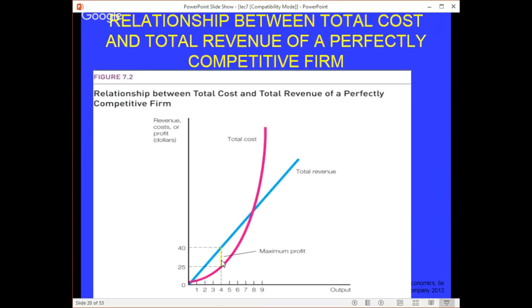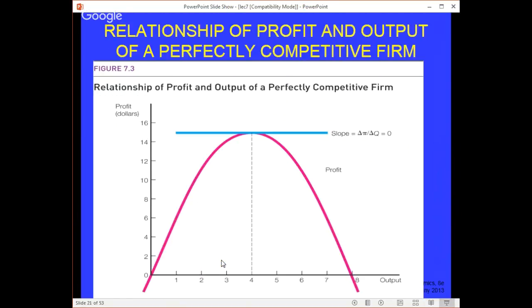Finally, I have my profit function, and we saw that profit was just total revenue minus total cost. And I see my profit is also maximized at 4 units, and where that slope is maximized, it's equal to 0. So that's our change in profits with respect to quantity.